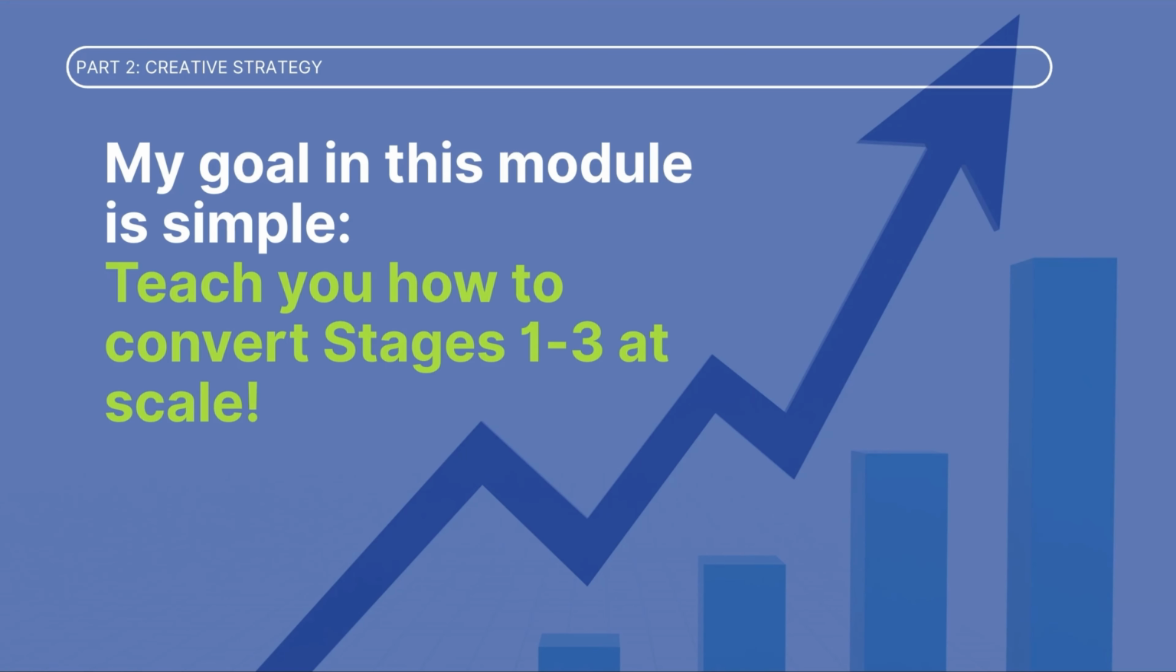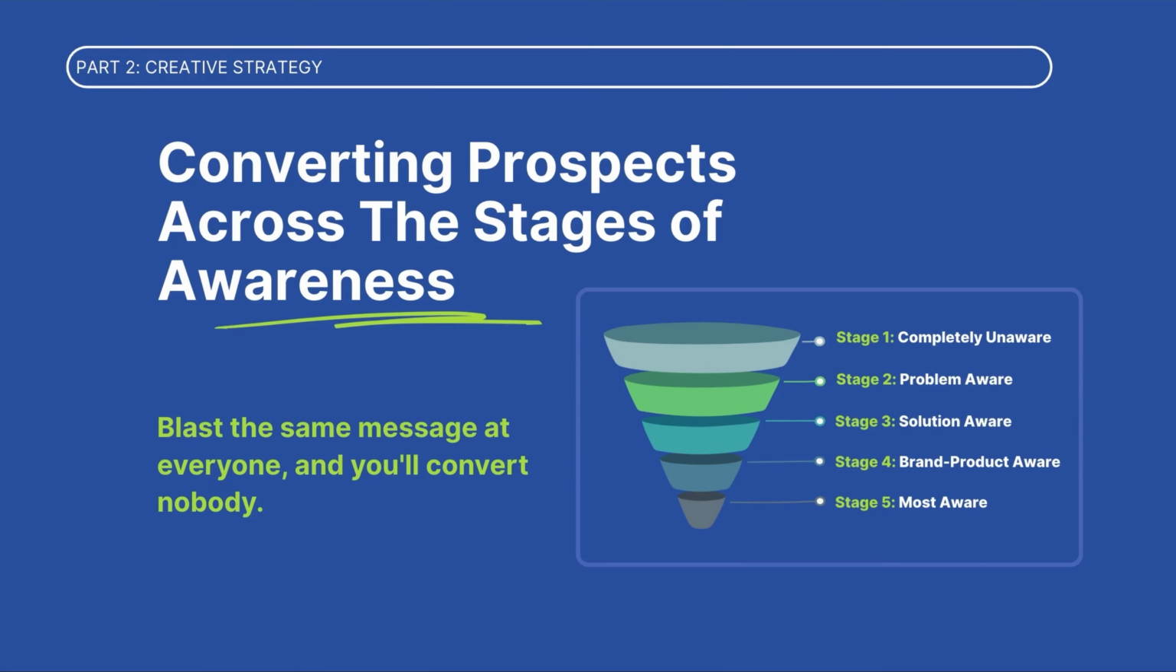So, my goal in the creative strategy section is very simple: to teach you how to convert prospects in stages 1, 2, and 3 using meta ads at scale. This is how you grow an online business from 0 to the monthly 6 and 7 figures. Now, I'll teach you how to convert prospects across the different stages of awareness. Here's one crucial part. Each stage of awareness requires a completely different approach. If you blast the same message at everybody, you will convert nobody.